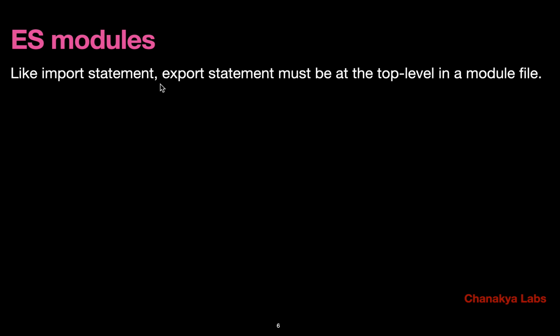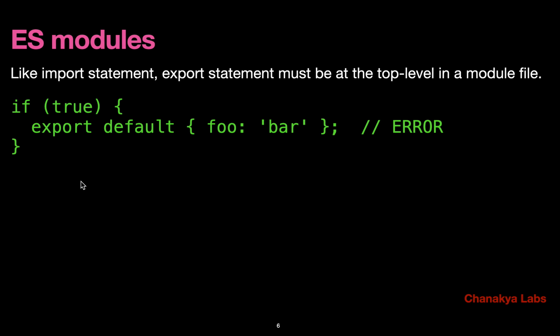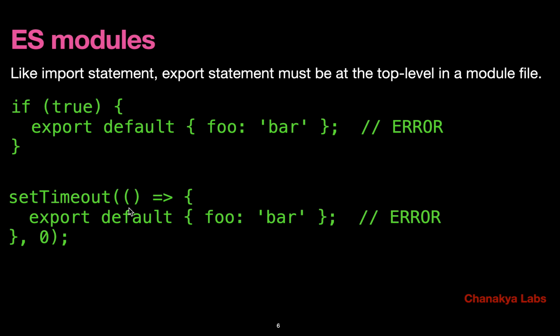Next, like import statements, export statements must also be at the top level of the file. Export also cannot be inside an if condition or inside a callback. So this is an error. This is also an error. No callback, no nesting, only at the top level. And it should be at the bottom of the file, because it is export. The convention is at the bottom of the file.